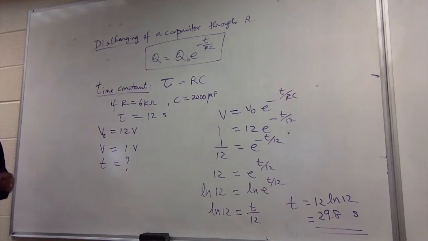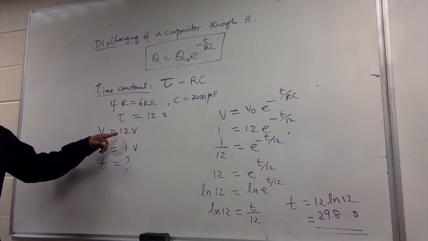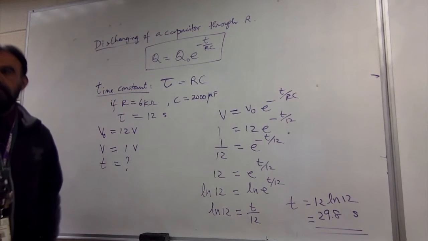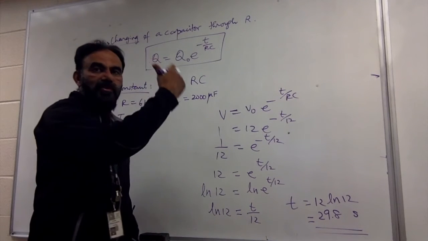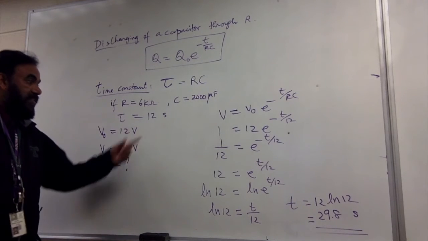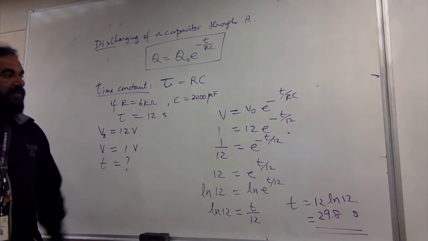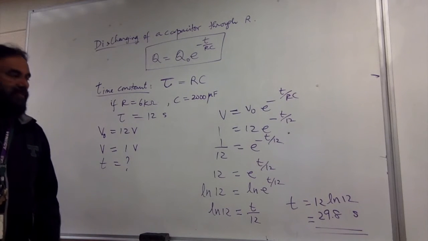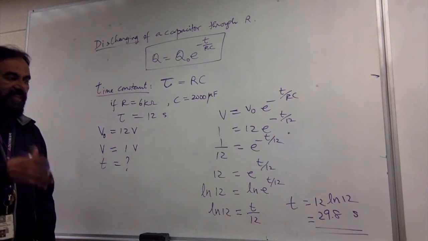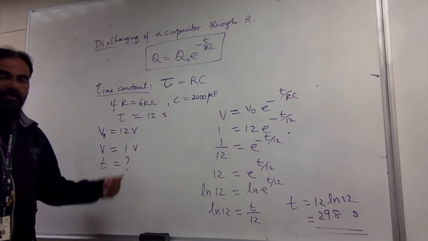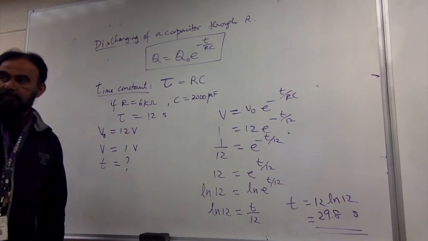So you know the time constant is 12 seconds. But for it to discharge from 12 to 1, it takes almost 30 seconds. It takes only 12 seconds to drain to 1 over e of it, like to bring it down to 37%. But after that, it goes on. For it to go down to 0.1 volt, it will take a long time.